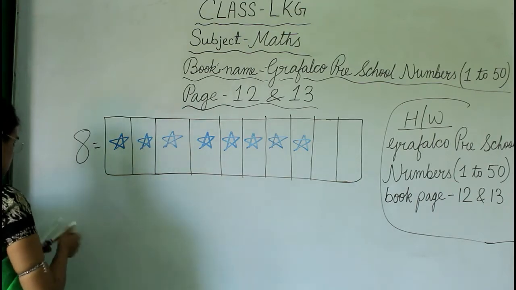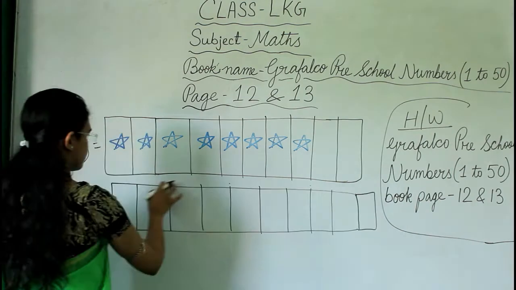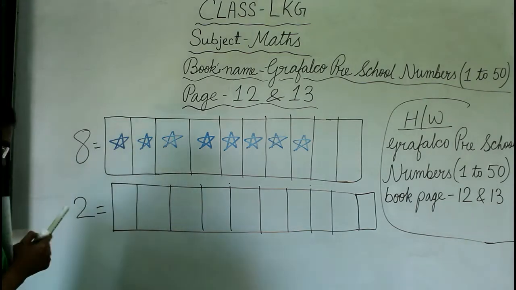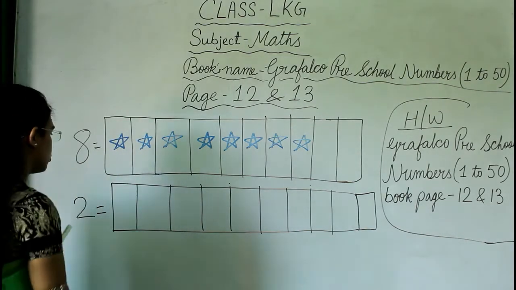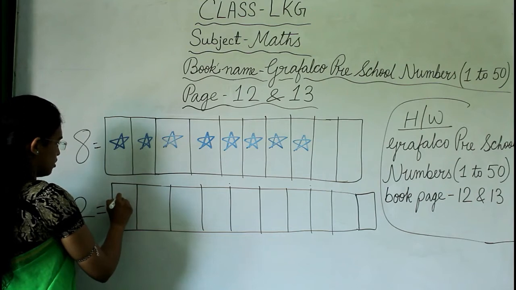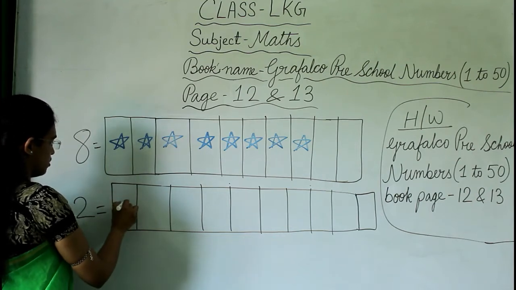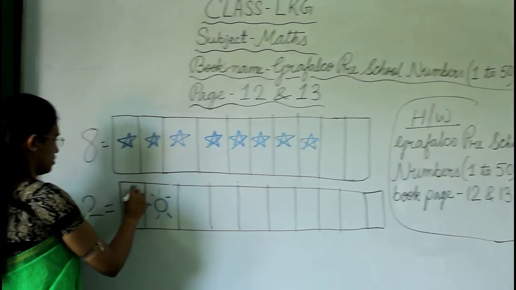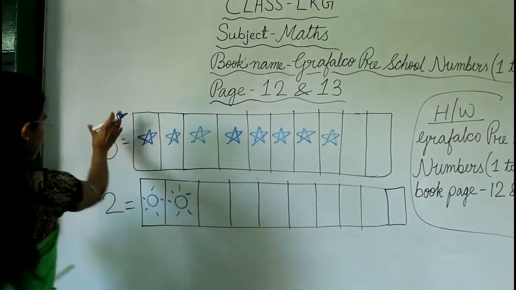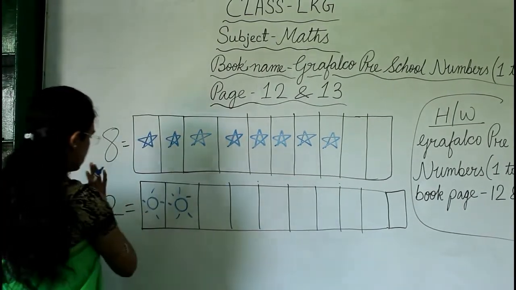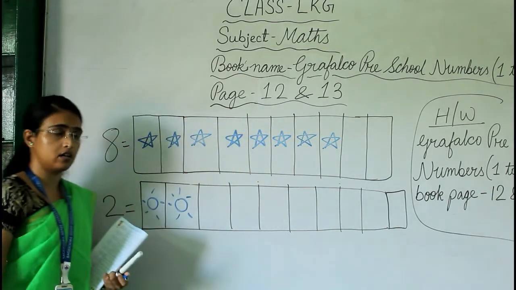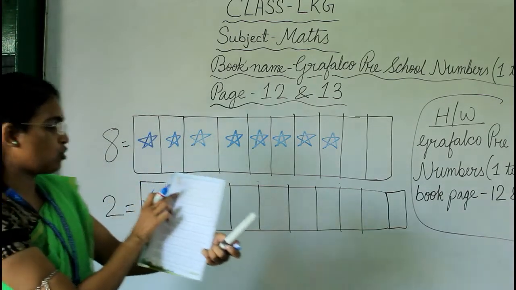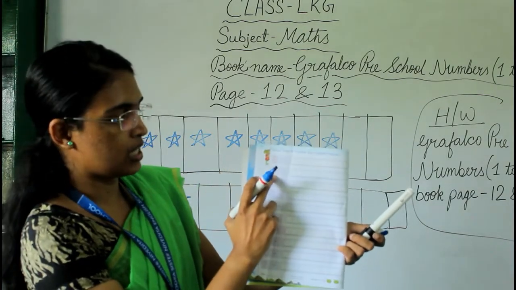If the number is 2, okay, if the number written here is 2, then how many objects do we have to draw? Yes, we have to draw 2 objects like this. 1, 2. Okay? 2 objects. Whatever number is written on this side, we have to draw the objects according to that number. Okay?